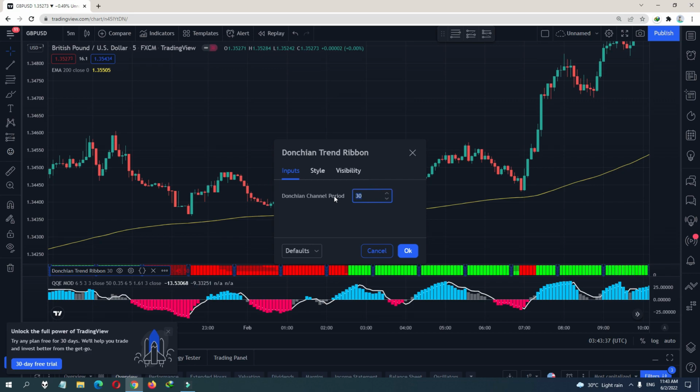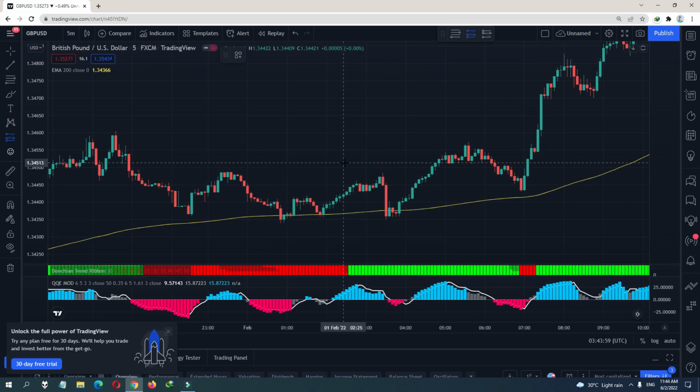So I use the default setting for QQE mod, and for Donchian trend ribbon I use 30. Okay, so for buy you want the price to be above the 200 EMA, and you want the Donchian trend ribbon to be red. Okay, and then you have a blue bar here from QQE mod, so that's your signal.